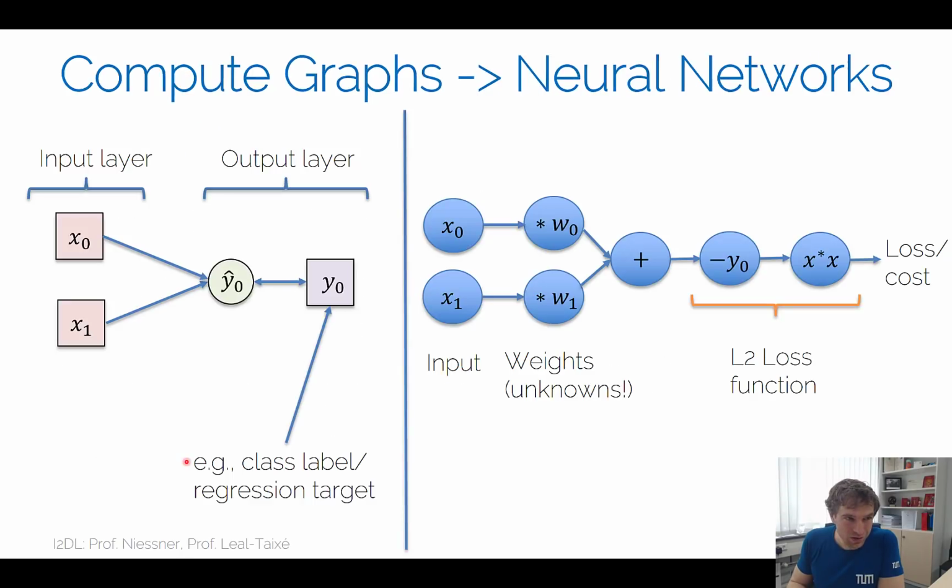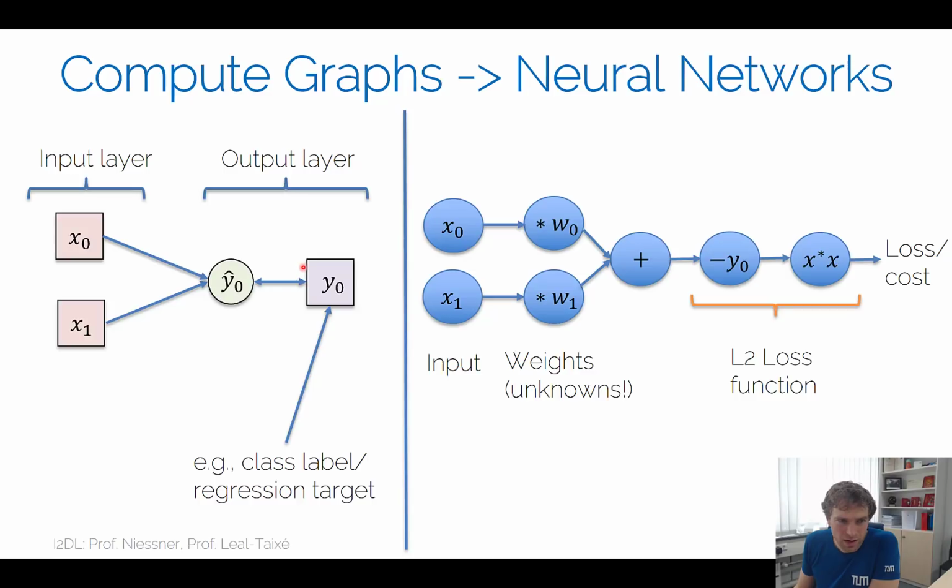So now I want to go into our neural networks, right? What we have seen before, we have an input layer and we have an output layer. That's our simplest neural network. Again, there's no stacking or whatever. This is a one layer neural network. What we have here, input x0, input x1, we have our computed output, and this one we compare with respect to y0. Okay, and this is our class label, regression target, and so on. So we just compute a loss function here.